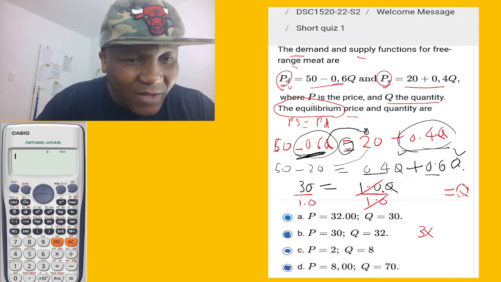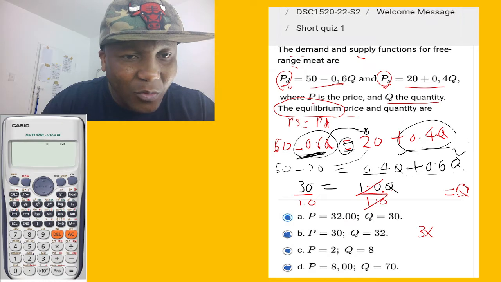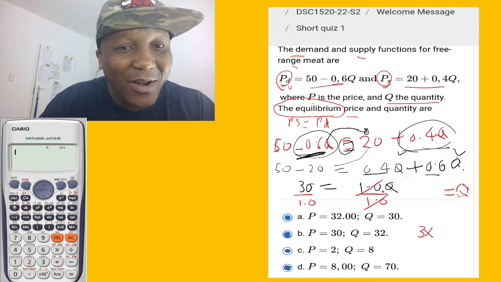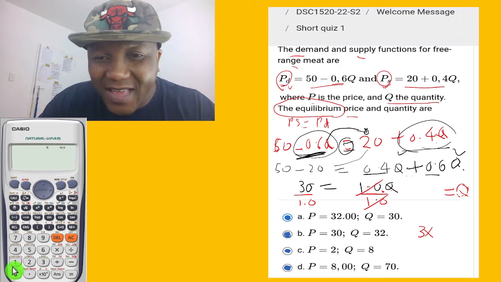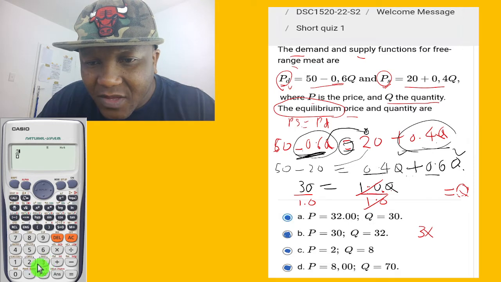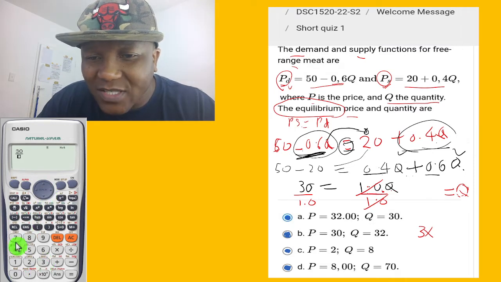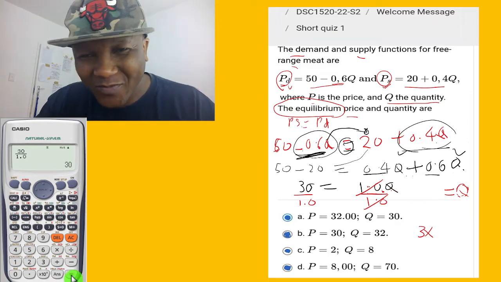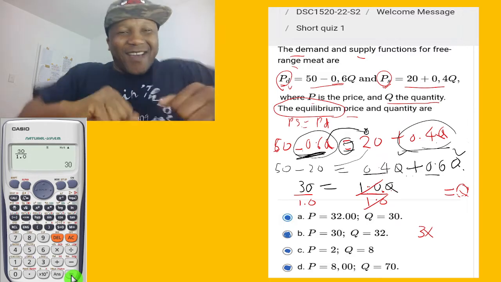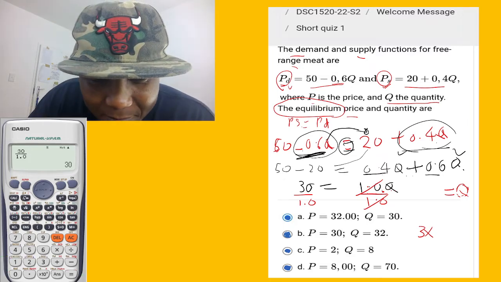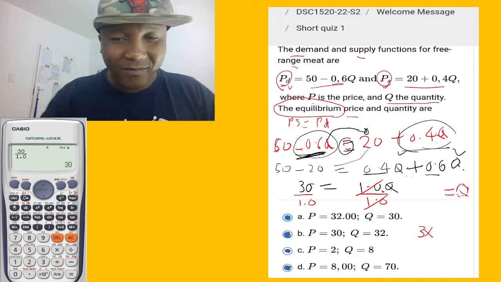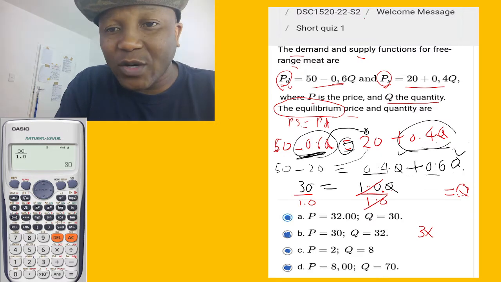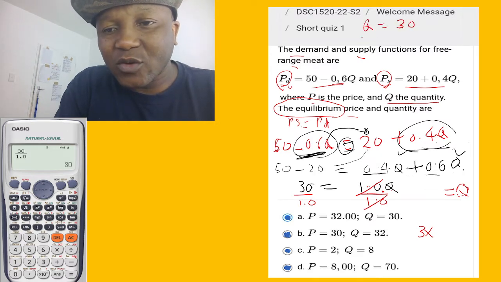So 30. Let me just pull up my calculator a little bit. Fraction 30 divided by 1.0, which we know is going to be 30. But I want to show for my other beautiful family who don't know. Okay, so then the answer is 30. So our Q, because remember this is a Q, our Q equals 30. Okay, so Q, let's write here on top. Q equals 30.